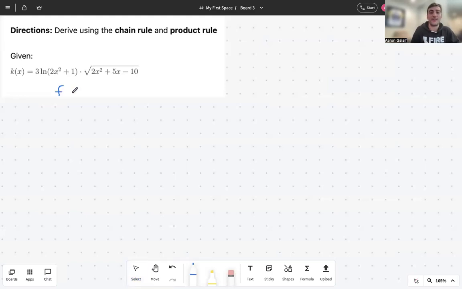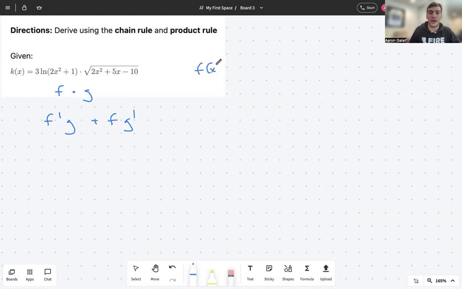I have f times g, function f times function g. So the product rule is going to be the derivative of f times don't derive g, just keep it the same, plus don't touch f this time, keep f the same, and derive g. That's all we're going to do. So what we can do is take it to the side really fast and just take each derivative on their own.